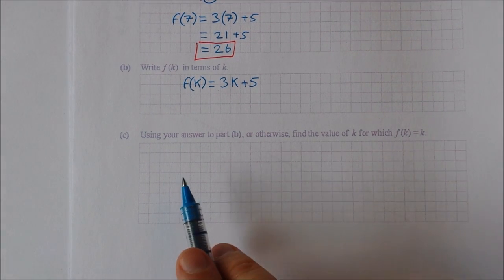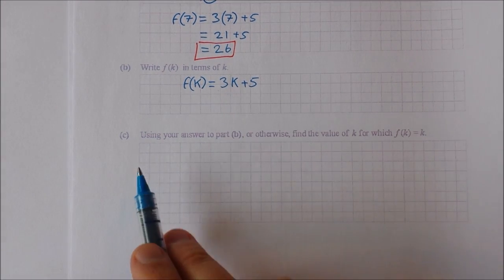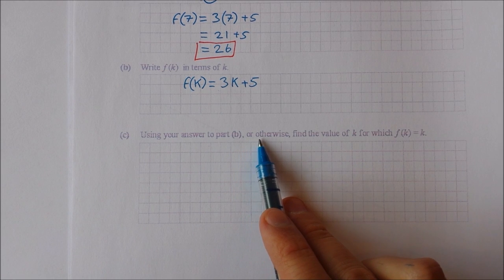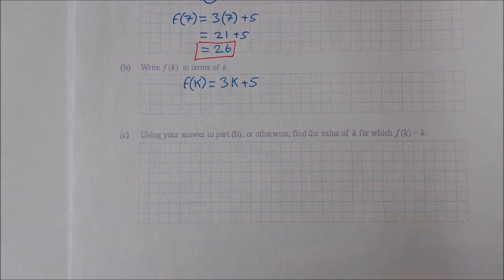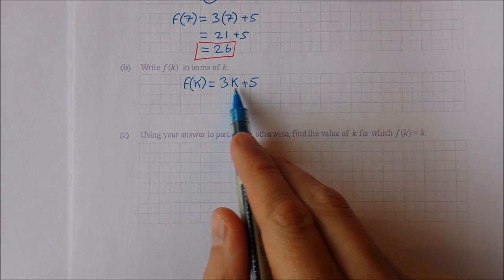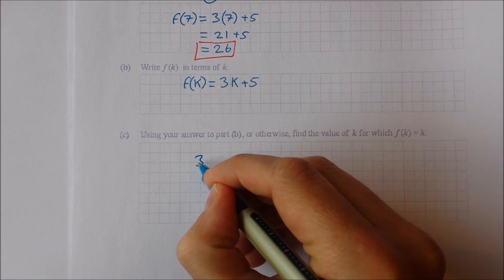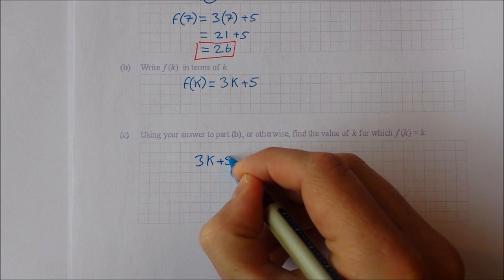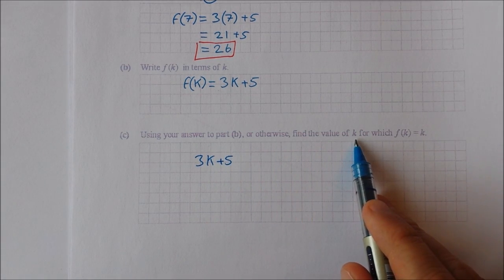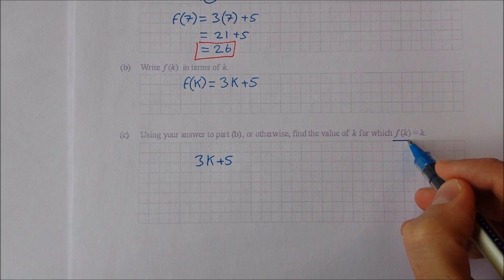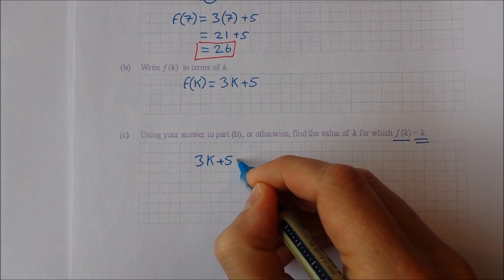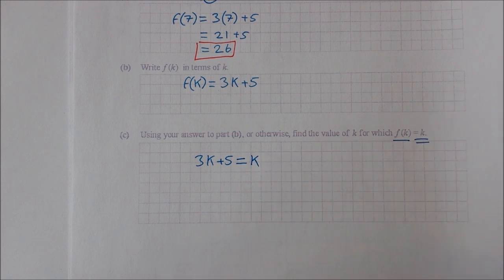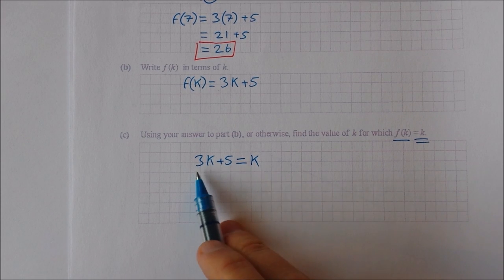Okay, now in the next part, we're actually going to do a little bit more with this. Using your answer to part B or otherwise, find the value of k for which the f of k is equal to k. So here's the f of k, 3k plus 5. Now we want to say that it's equal to k. So f of k is equal to k. And now we can see what we have here. We have a simple linear equation that we can solve.